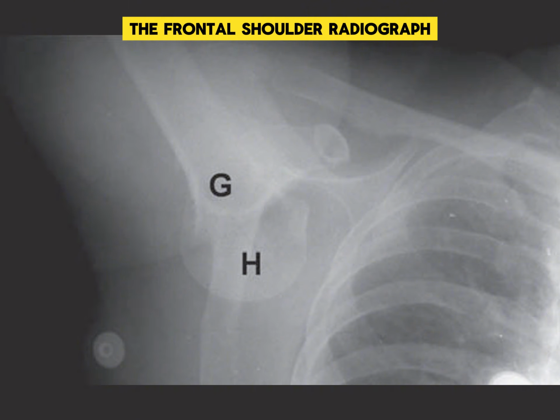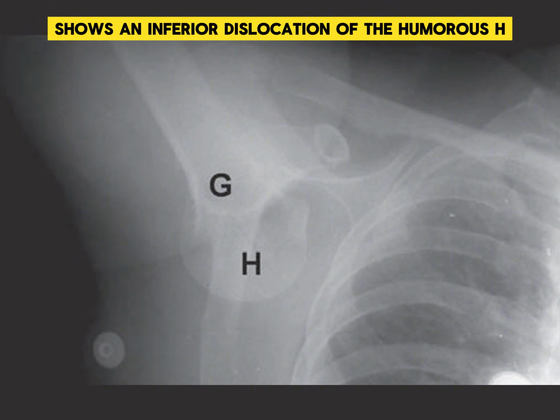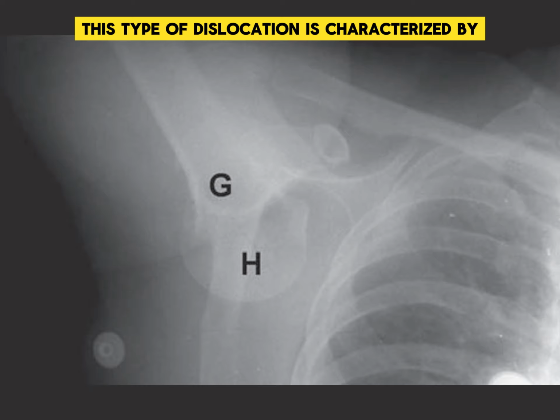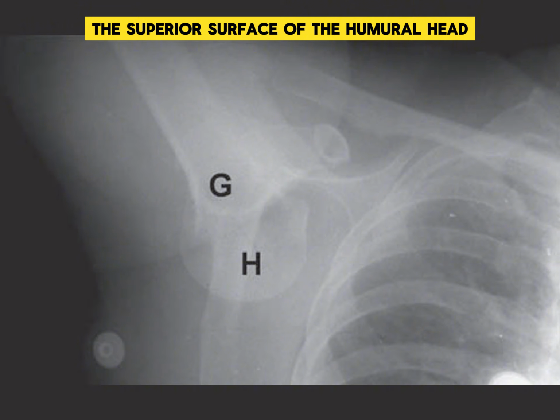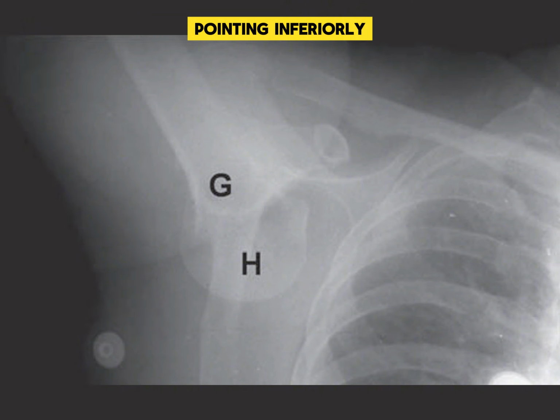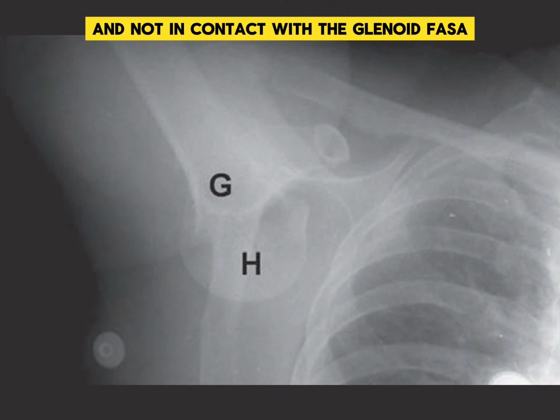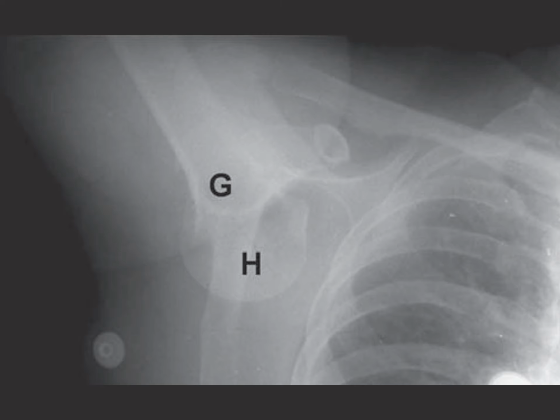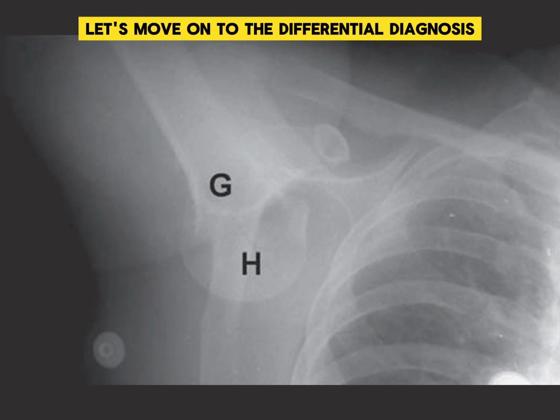The frontal shoulder radiograph shows an inferior dislocation of the humerus, H, relative to the glenoid, G. This type of dislocation is characterized by the superior surface of the humeral head pointing inferiorly and not in contact with the glenoid fossa. Based on these imaging findings, let's move on to the differential diagnosis.